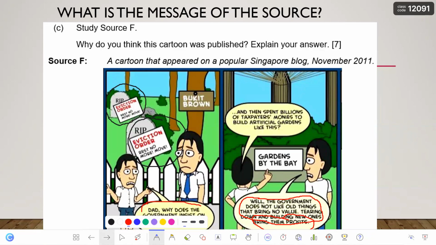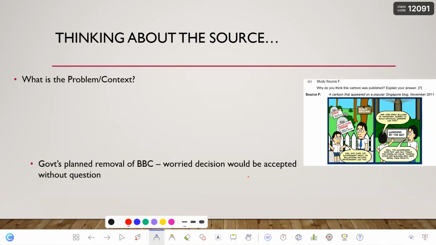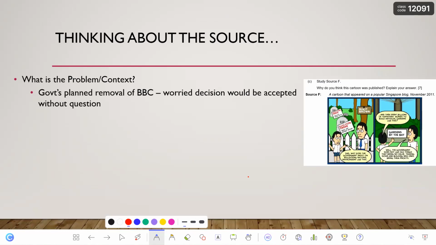Okay. So basically, having thought more clearly about the source, let's look at the different components again. So, what is the problem or context? What was the situation that caused this source to be produced? So clearly, it was the government's planned removal of the Bukit Brown Cemetery. So essentially this cartoonist, having heard about the planned removal, felt very worried that this decision by the government would be accepted without question. So he's a bit worried. That's why he produces this source to get people to think a little bit more about the government's decision.